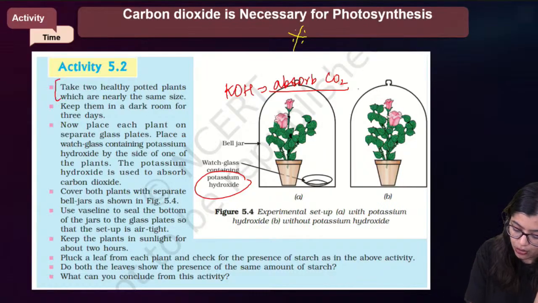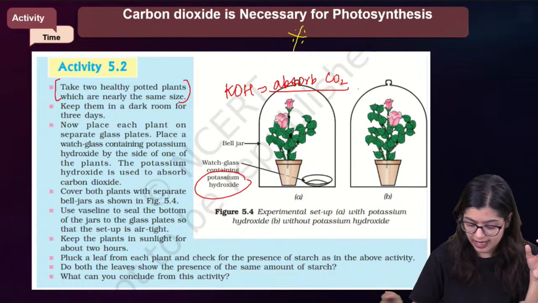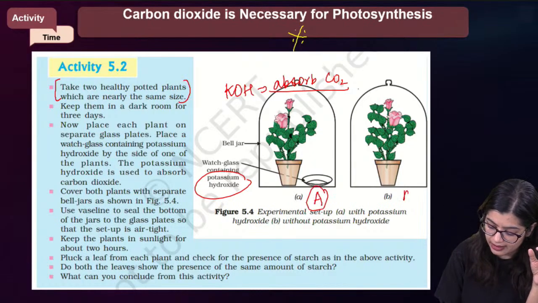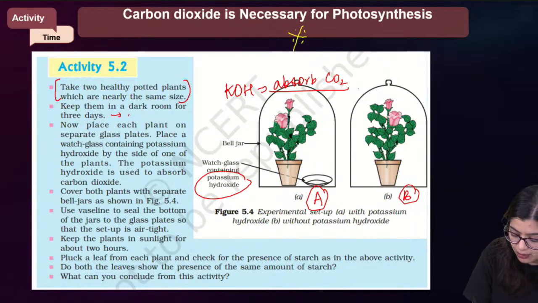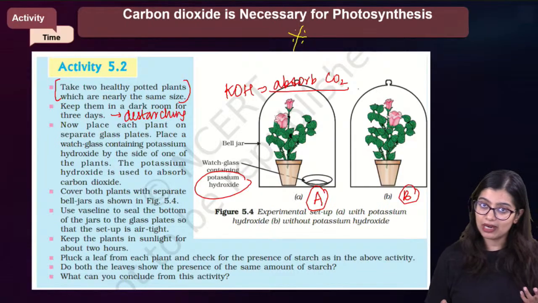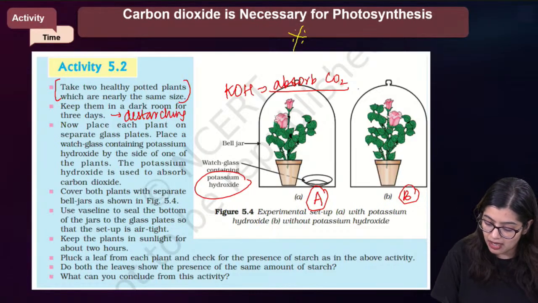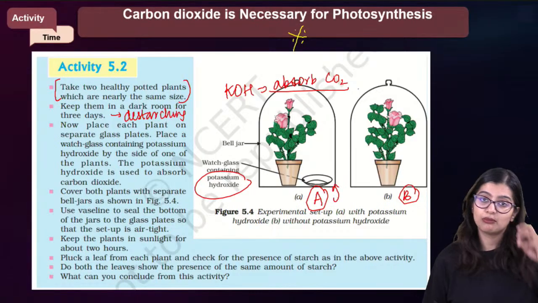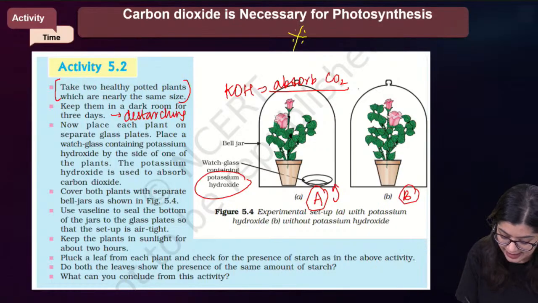So what are you going to do? Initial steps are the same. Take two potted plants, we will call them A and B. You will keep them in a dark room for 3 days. Why are we doing this? For the destarching process to happen. Then after 3 days of destarching, I will bring them back. For plant pot A, I am going to keep potassium hydroxide in a petri dish. Plant B, I am going to leave as it is.